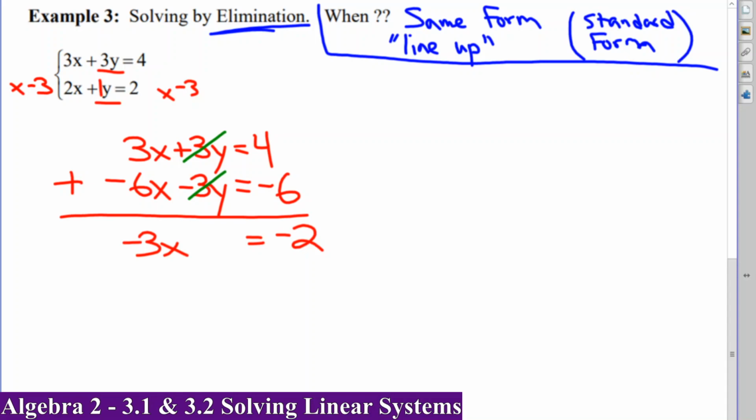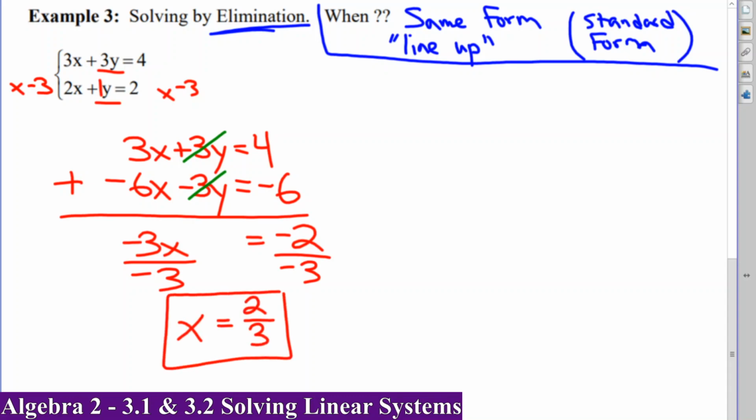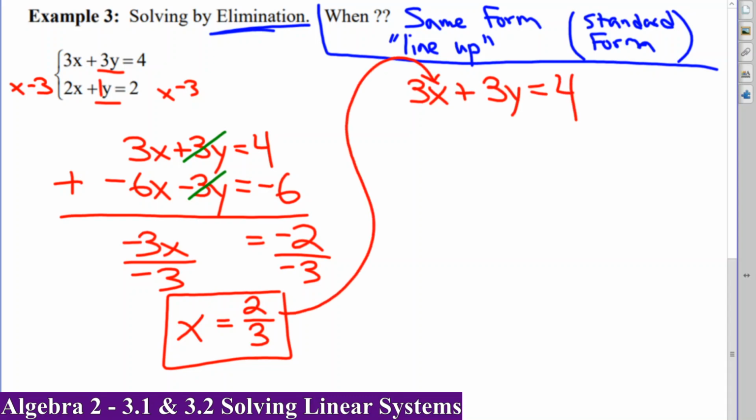Right? So now we only have one variable left. Divide everything on both sides by negative 3, and we get x is a positive 2/3. From here on out, it's the same process that we did with substitution. Now we want to take that 2/3 and substitute it back into one of our two original equations. So we're going to take that 2/3 and plug it in for x here. So 3 times 2/3 plus 3y equals 4.